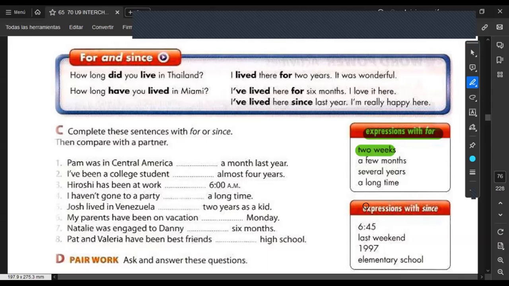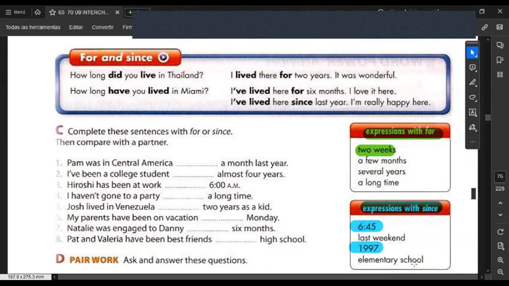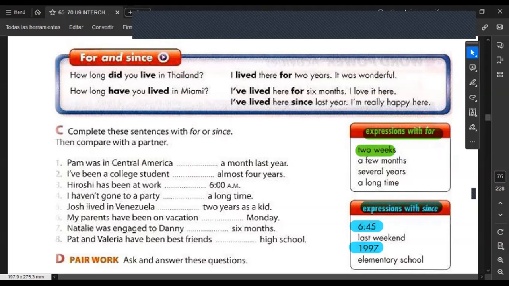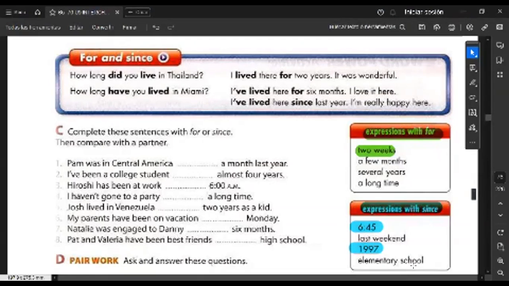Expressions with since: 6:45, o sea, la hora lo utilizamos con since; last week, since 1997, los años; last weekend, since elementary school, desde la escuela elemental, ¿verdad? Ahí puede ver la imagen en WhatsApp que tiene más expresiones. Tiene for a few years, for 5 years, for 2 months, for about 3 years, for less than 3 years, for 4 days, for a week, for 3 minutes, for an hour, for a long time. Y since, tenemos since 2002, since 1999, since January 2000, para los meses, las fechas, la hora, since Christmas, since I got up, ¿verdad?